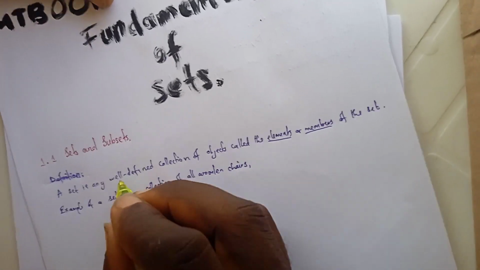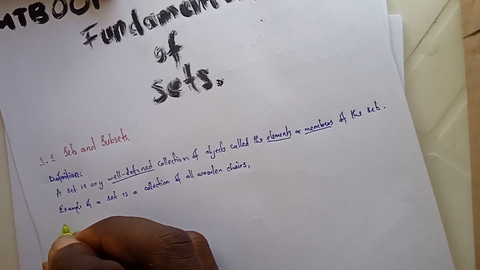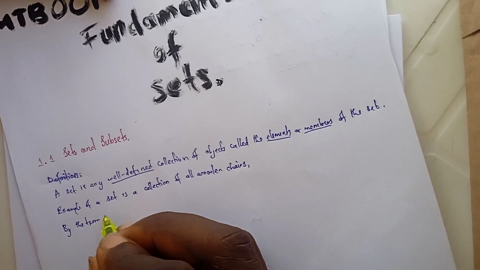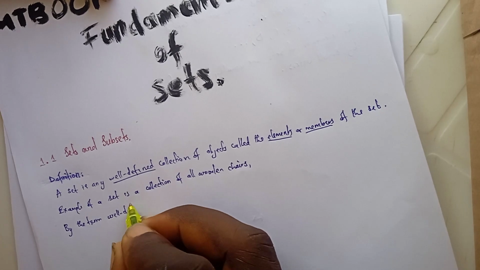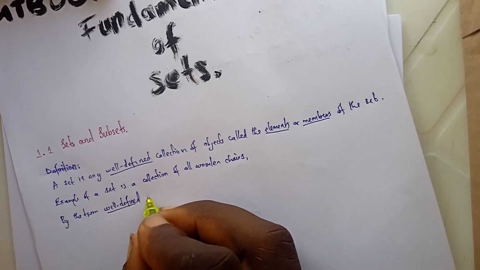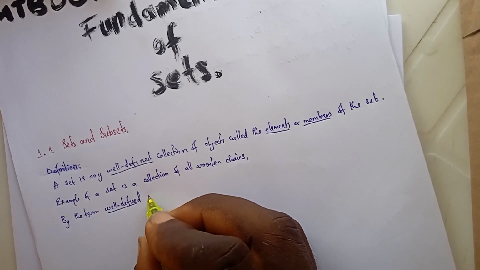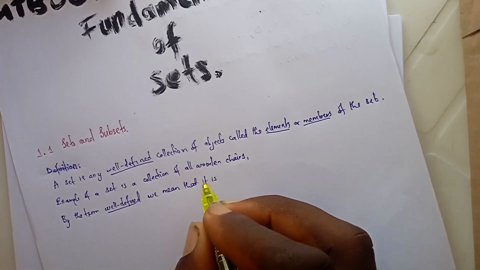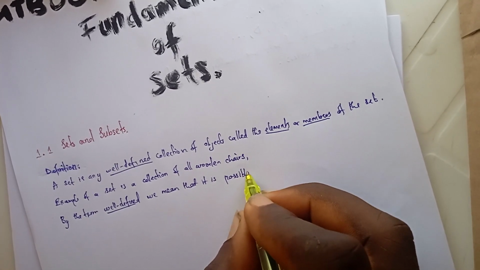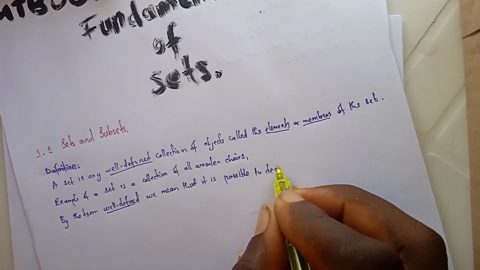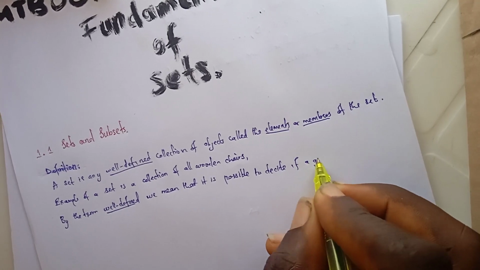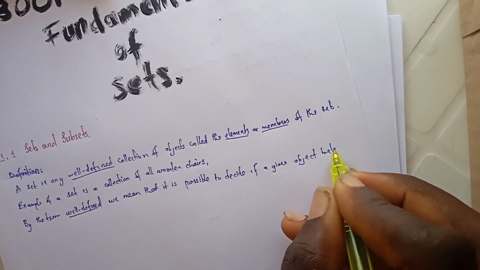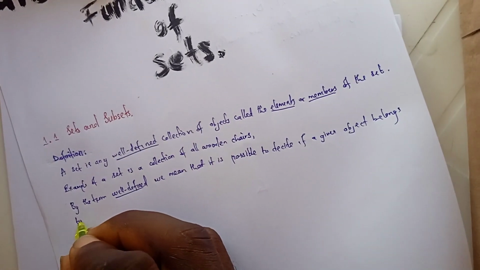And by the term well defined, what do we mean? By the term well defined, we mean that it is possible to decide if a given object belongs to a set.